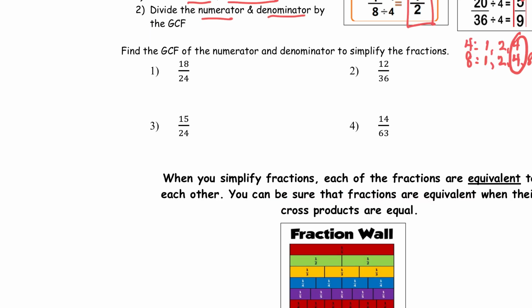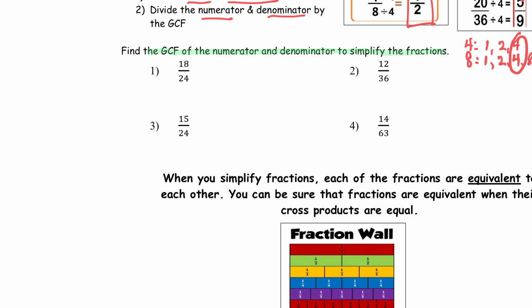Let's keep going. The directions for numbers 1, 2, 3, and 4 say, find the GCF of the numerator and denominator to simplify the fractions. So we're going to find the GCF of both the numerator and the denominator by making T-charts. We're going to make our little T-charts, and then we're going to show our work. We need to understand how to simplify fractions before we move on to use the calculator. Now, you can use the calculator to check it. We will talk more about that in class.